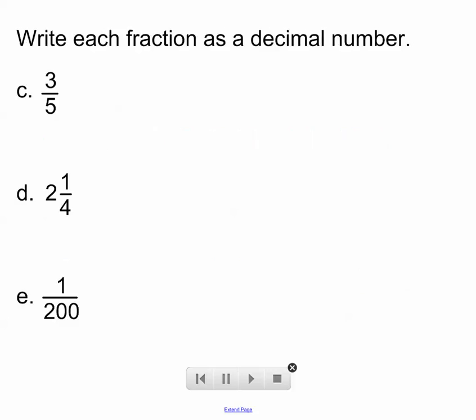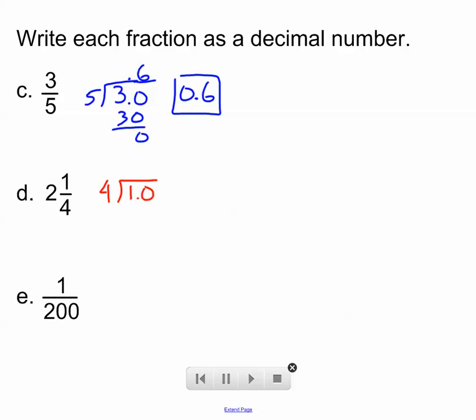Now we're being asked to write each fraction as a decimal number. Well, a fraction is just a division problem. So 3/5 is the same as 3 divided by 5. We can do this without a calculator, even though most of the time you will have a calculator. If you can do it without, then you can definitely do it with. So 3/5 is 0.6 because 3 divided by 5 is 0.6.